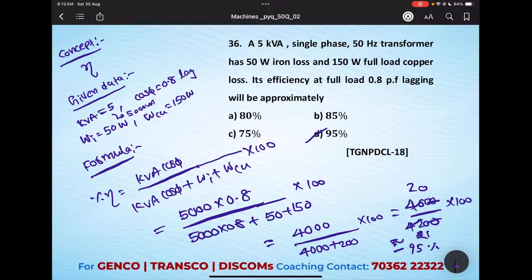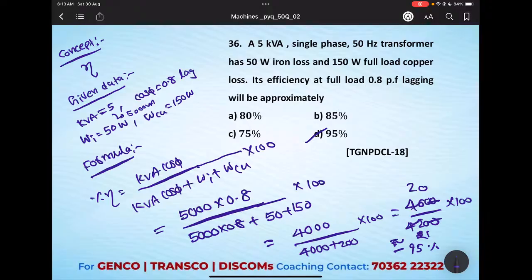So based on the given data, we understood that the question is related to the calculation of efficiency of the transformer. We note down the given data, but here we need to be very careful about the units. Why? Because here only we are going to make mistakes. Some units are given in kilo, some units are given in watts. kVA is given as 5 kVA, and iron loss and copper loss are given in watts. Either you need to convert these into kilowatts or convert kVA to VA. After substituting all the given values, we get about 95%.